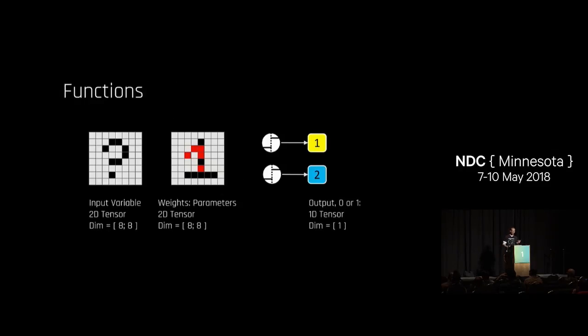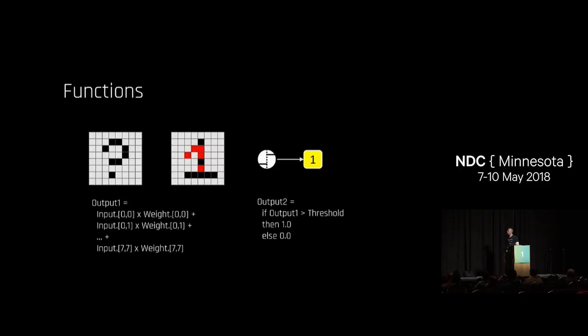So, if I go back to the example of trying to recognize ones or twos, the type of model I would build is something like this. My input variable would be a 2D tensor, with dimensions 8 and 8. This is saying my array has 2 dimensions, and I expect 8 by 8 pixels. Similarly, my weights would be a 2D tensor, 8 by 8, and the output should be either a 0 or a 1, so that would be a 1-dimensional tensor with only one element. That gives me a way to represent the structure of my data.